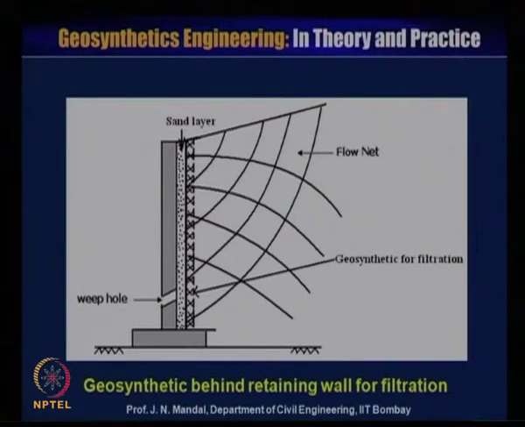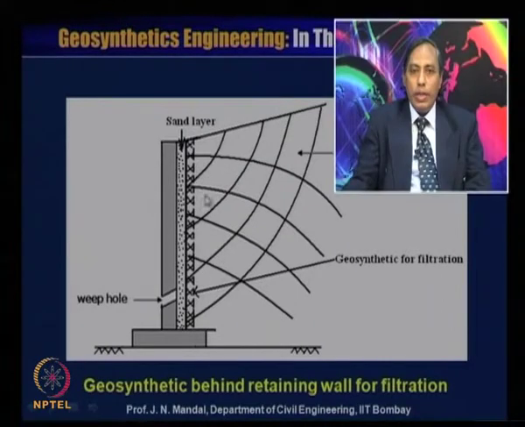Now you can see that the geosynthetics material is placed behind the retaining wall for filtration. This is the sand layer and there is a weep hole, and you can draw the flow net. This is the equipotential and the flow line, and the geosynthetics here acts as a filter.